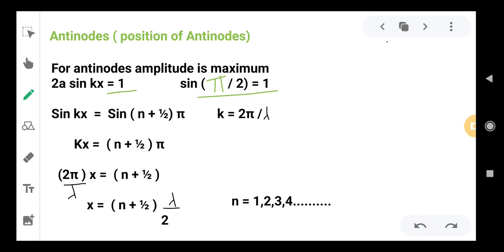Okay. Next, again the same simplification: kx equals n plus half of pi. K is replaced by 2 pi by lambda. Then x can be written as n plus half of lambda divided by 2 pi. Sorry, I forgot the lambda divided by 2 pi. N indicates 1, 2, 3, 4.